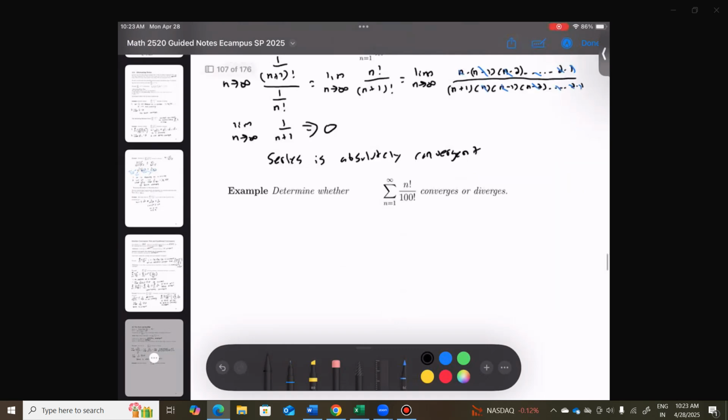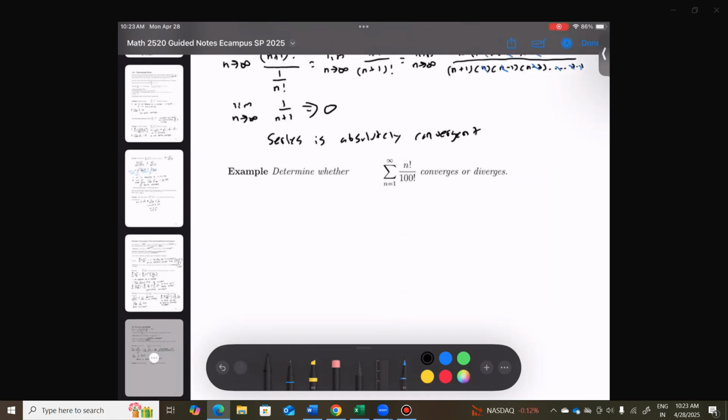Okay, let's do the next one. n factorial over 100 factorial. Okay, so we will look at the limit as n goes to infinity of n plus 1 factorial over 100 factorial over n factorial over 100 factorial. And so this becomes the limit as n goes to infinity. Flip this fraction, n plus 1 factorial over n factorial, and then the 100 factorials cancel out.